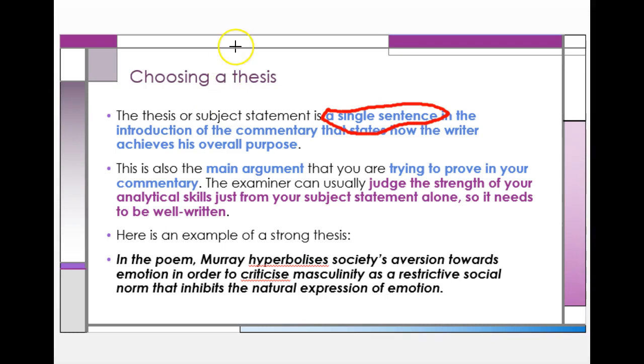And the examiner is the person who judges your essay. I'm messing this up, sorry. The judge can usually see the strength of your essay and your analytical skills just from your thesis statement alone. So this needs to be really well written. If it takes you a little bit of extra time to get this down, that is totally okay, because you really want to make sure it showcases your overall strengths, your ability for writing, and your ability to analyze.